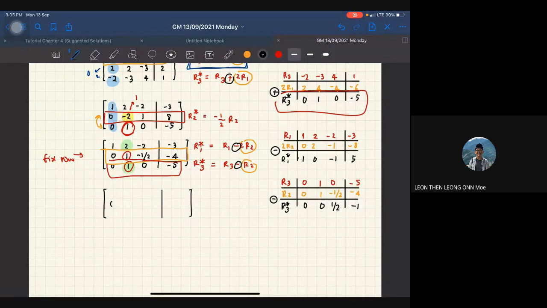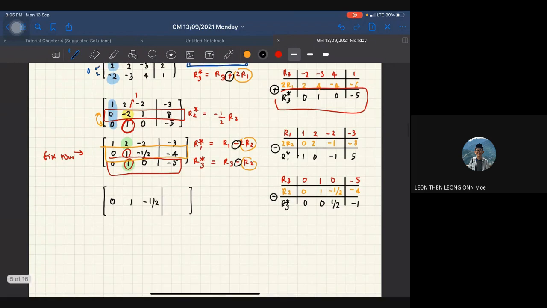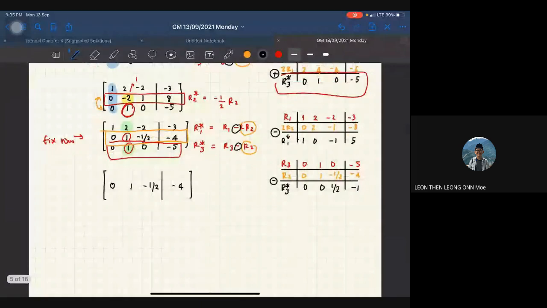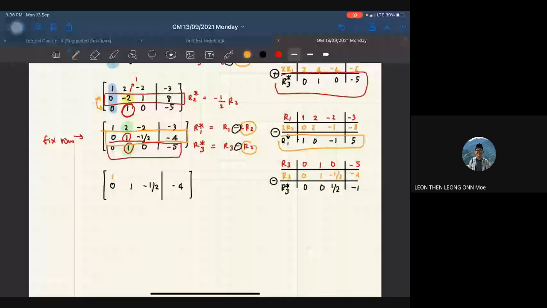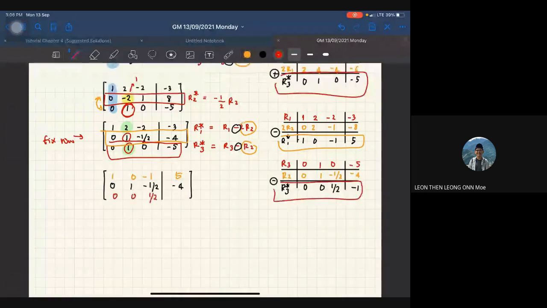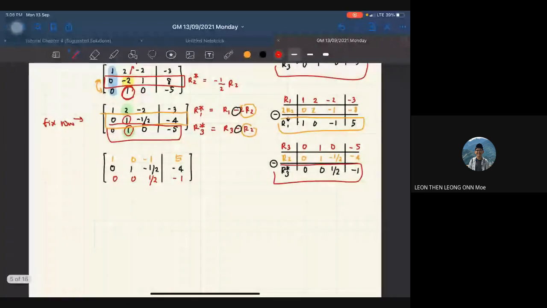So second row is row 1, -1 over 2, -4. Okay, and then our first row is this one, our first row. So awak ada 1, 0, -1, 5. Okay, and then our third row is this one. So you have 0, 0, 1 over 2, -1. Okay, settle dekat situ. Alright, so sekarang kita punya second column dah settle. Okay, so first column okay, second column okay.